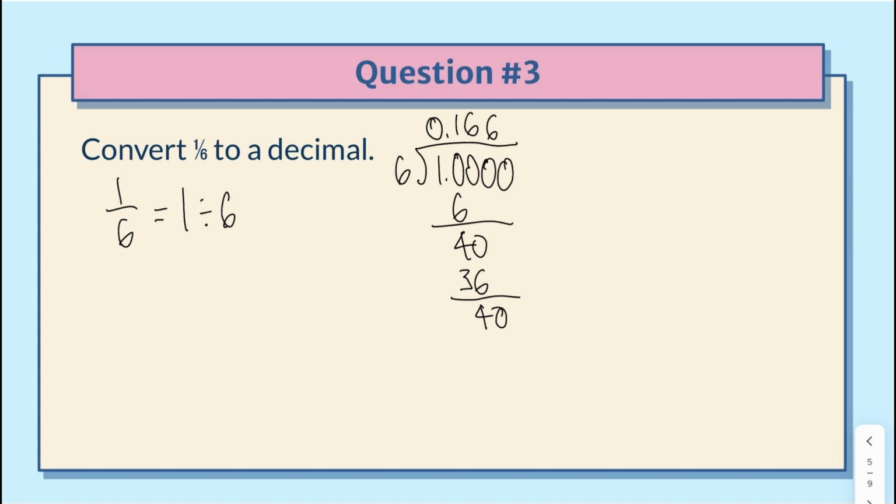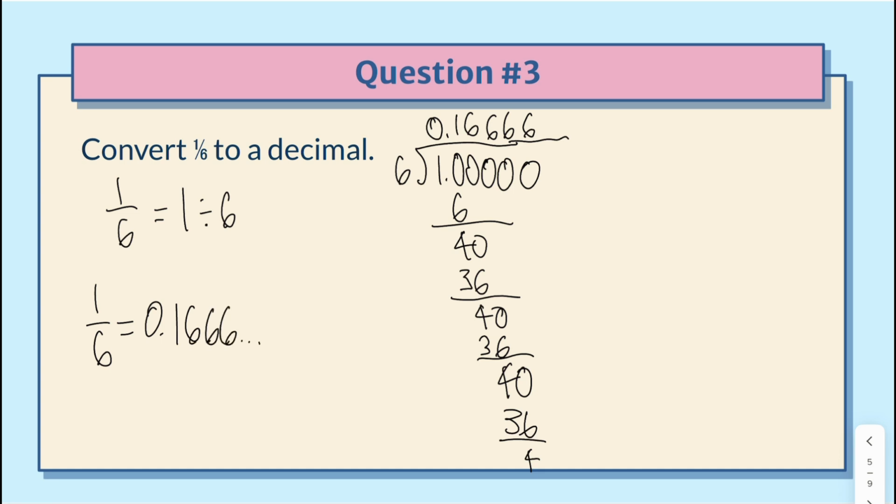And as you can see, we're just going to keep getting 4, and then we're going to have to bring down a 0. And even if we add another 0, we can see that it's just repeating 6's. So 1/6 is equal to 0.1666... And that is equal to 0.16 repeating.